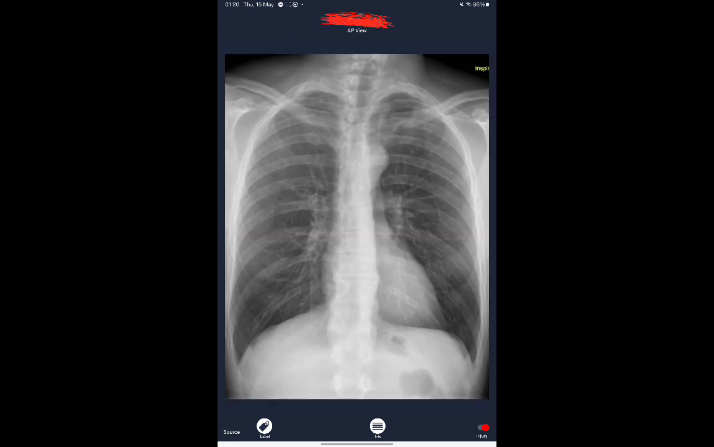A quiz for the next session: if you can, notice this chest X-ray. What is the abnormality in this chest X-ray? Is it normal or abnormal?